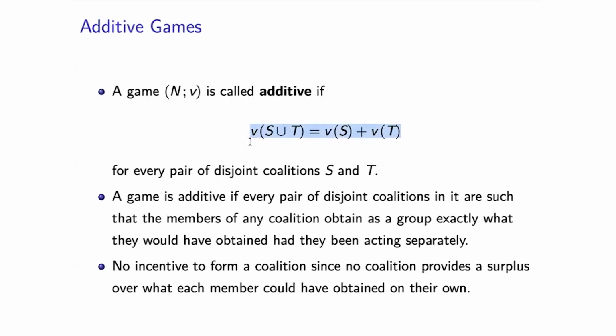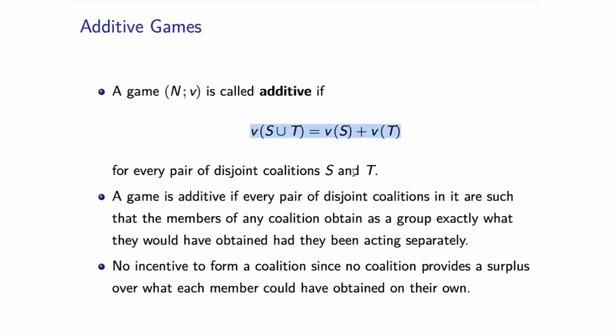is going to be such that V of S union T is always going to be equal to V(S) plus V(T), regardless of whichever pair of disjoint coalitions you select, right? So this property has to hold true for any disjoint coalitions that you are selecting. Now, what is the meaning of this in words, right?